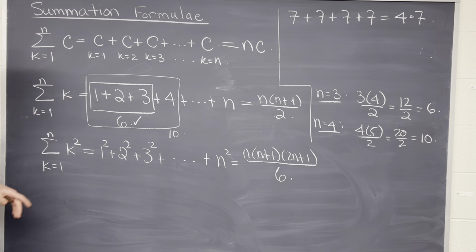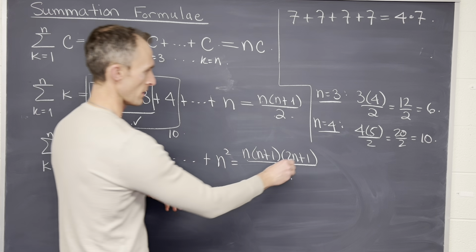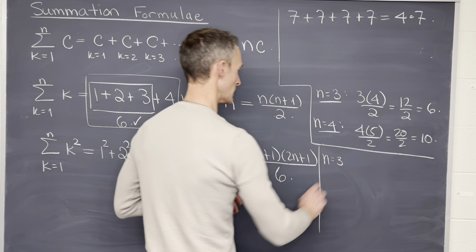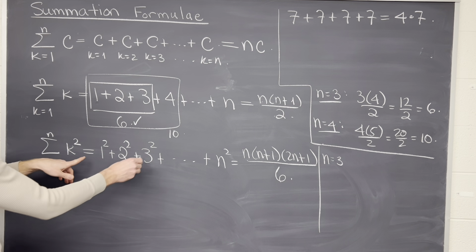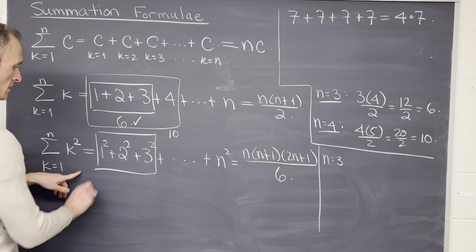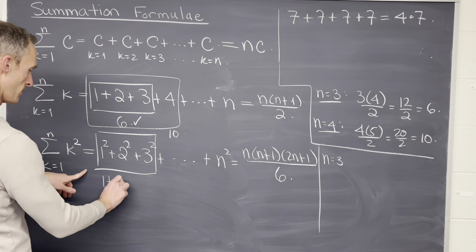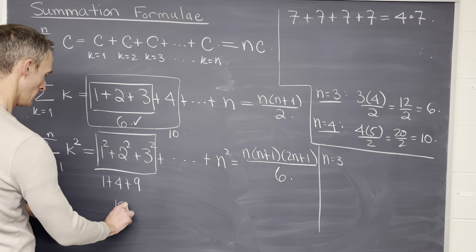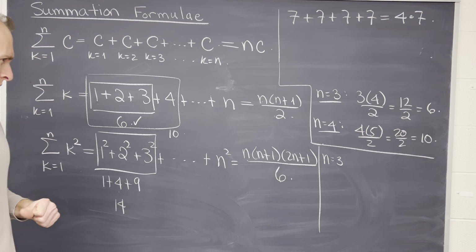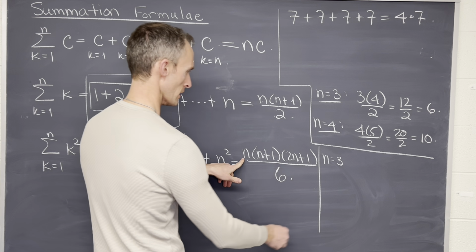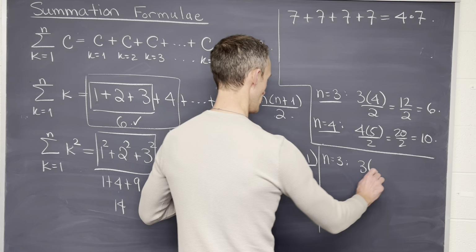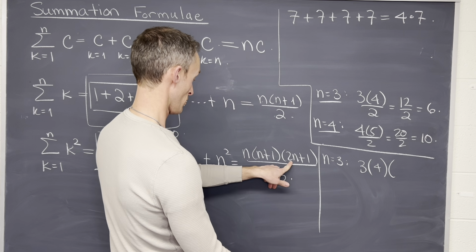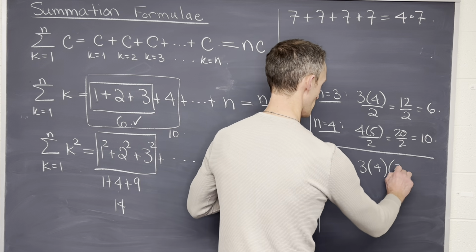Now let's check the one down here. So if n is equal, let's just do the same values. So let's do, if n is equal to 3, I'm looking at these 3 terms. So that's 1 plus 4 plus 9. So that's 10 and 4, that's 14. Okay, so I get 14. Oh boy, what am I going to get here? So I'm going to get 3 times 4 times, what is that, 6, 7?